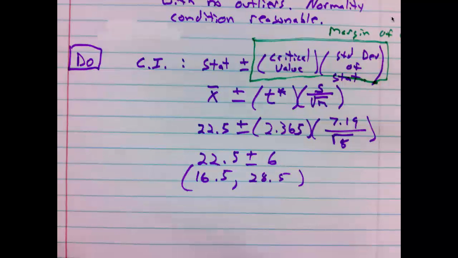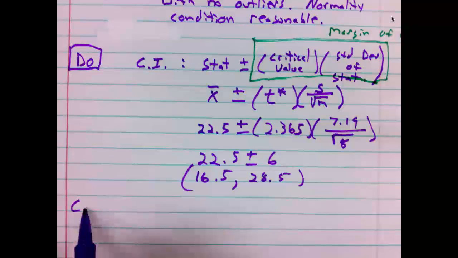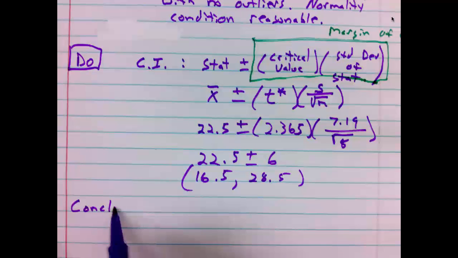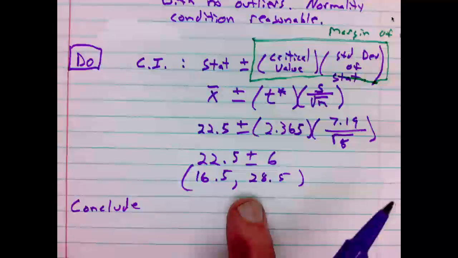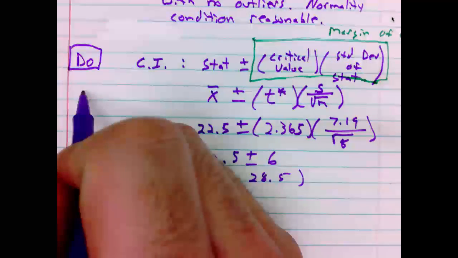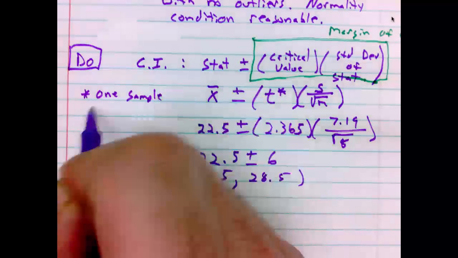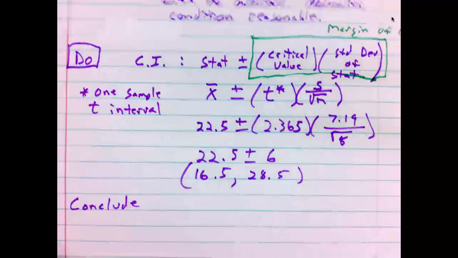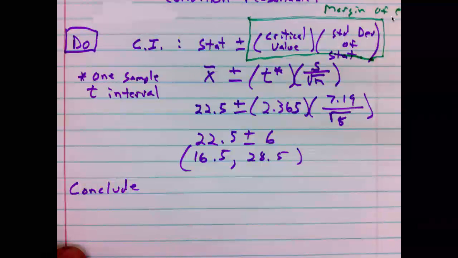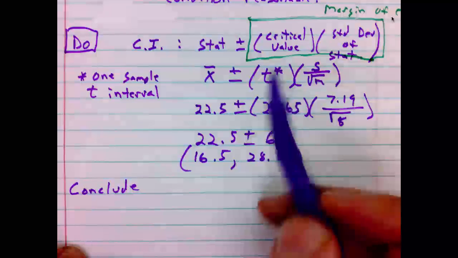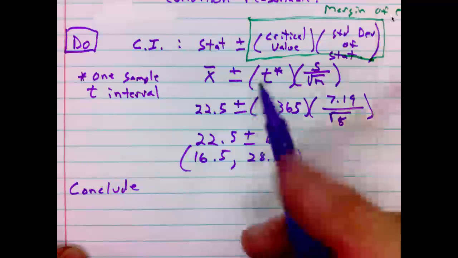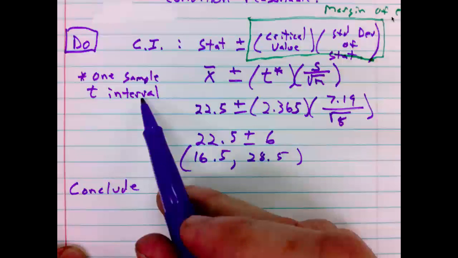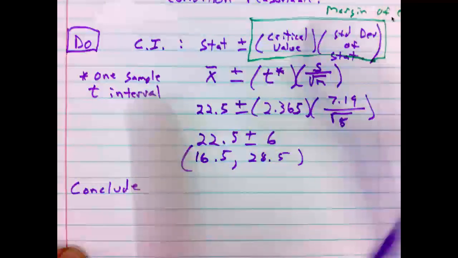All right. Lastly, conclude. One more thing we should write in the do statement is what this particular interval was. This is a one sample t interval. When we make this statement of the t statistic, and we previously said it's a confidence interval, we've implied that, but we'll go ahead and state what we're looking at here.